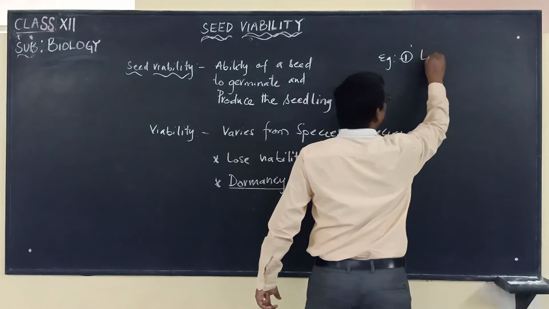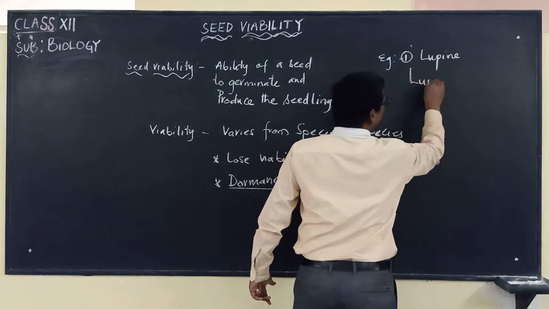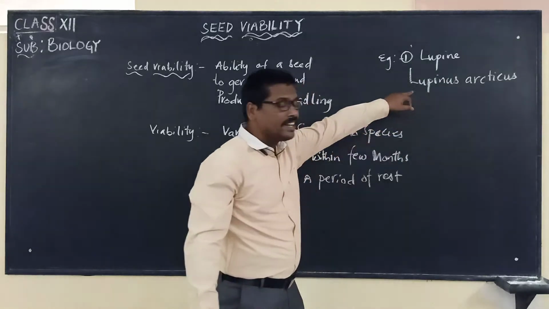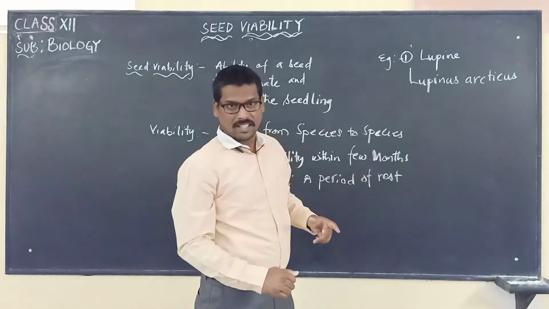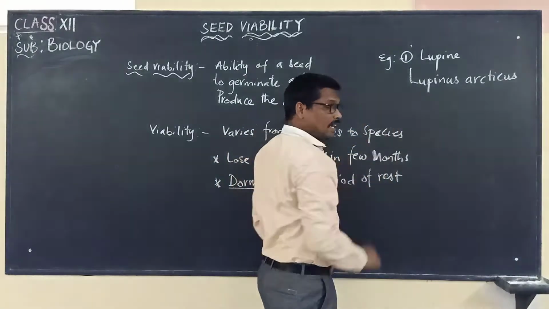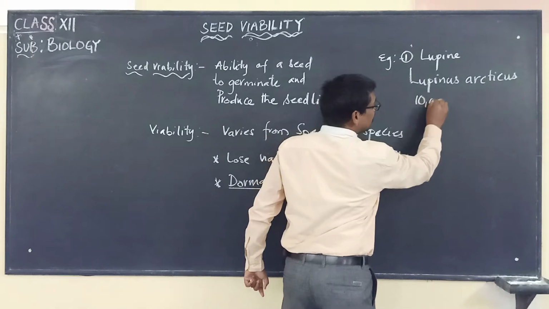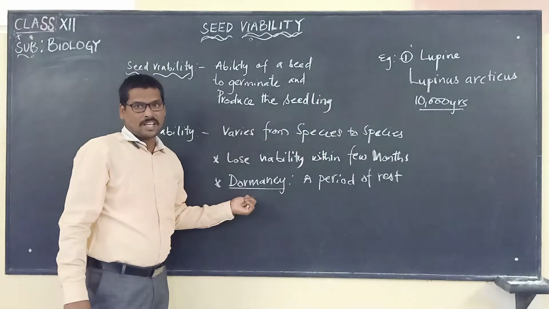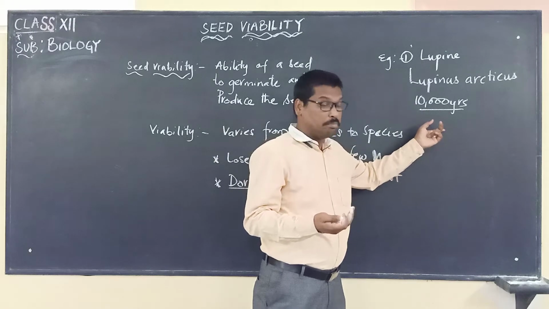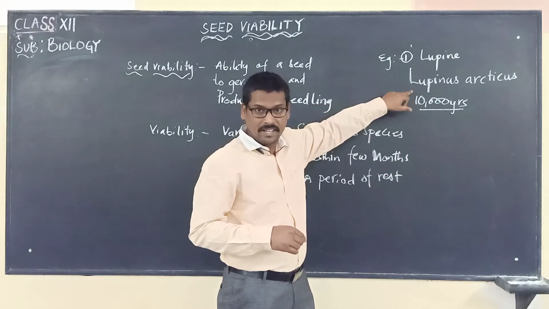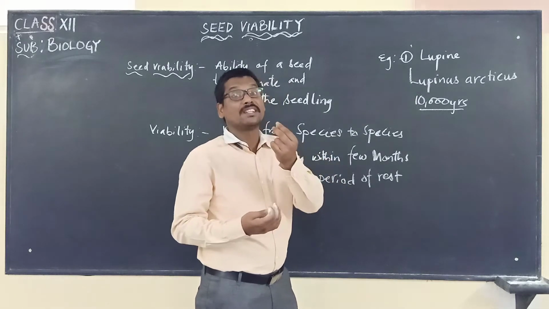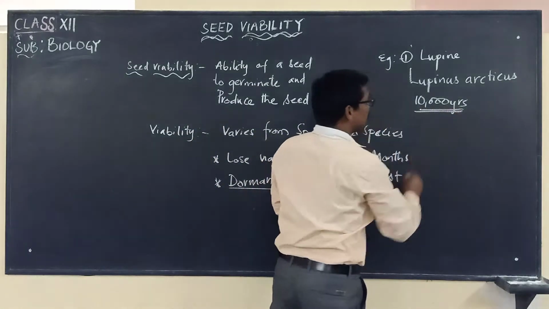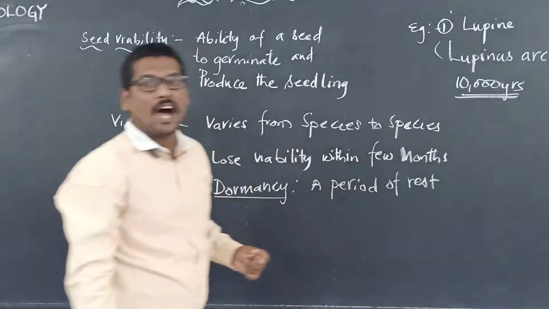One is of lupine, which is called Lupinus arcticus. It is recorded that the seeds of this plant were in the dormancy stage for about 10,000 years. And after 10,000 years in dormancy, these seeds started to grow and bear flowers. This is one record that we have to keep in mind: Lupinus arcticus.